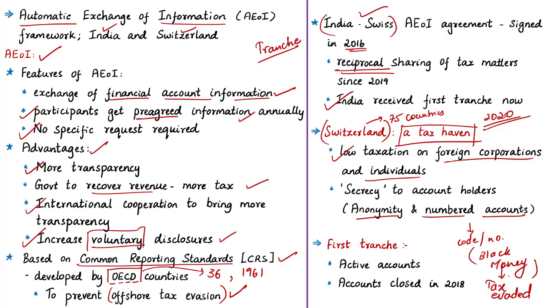Now the secrecy, that is the anonymity maintained by the Swiss banks, is over because of this AEOI agreement. Now due to the AEOI, there are no numbered accounts, or at least the account holder details will be shared with the home government of that individual. This in turn will help the authorities to calculate the income of the individual, and the authorities will be able to impose and collect tax for the same income.